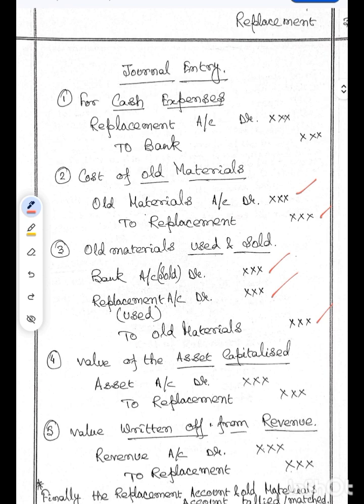Here the asset, or the amount which is capitalized, comes from our calculation number 3. Okay, calculation number 3 we have calculated, and here it is asset account debit to replacement. And next, our last entry, revenue account debit to replacement. It means our calculation number 4, we got it, revenue account debit to replacement. And what is the conclusion? Finally, if we put these entries into the ledger, our replacement account and old materials account must be tallied. Okay, this point must be remembered.